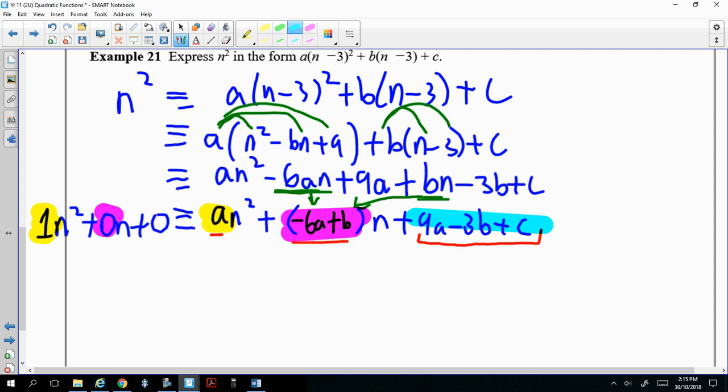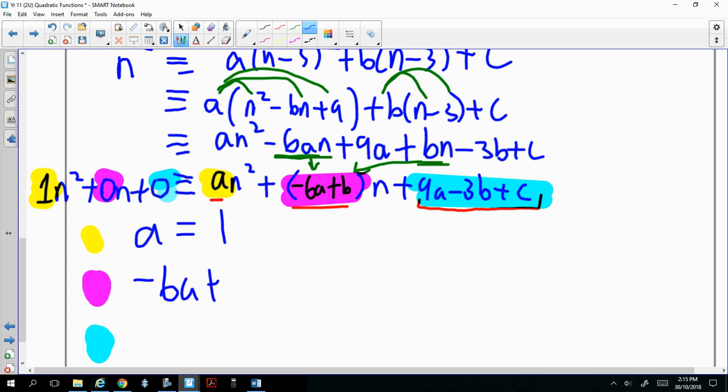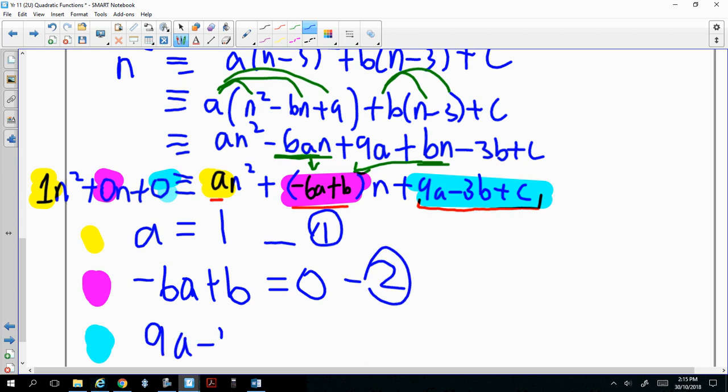So you have 3 equations. Set up 3 equations. Maybe use the colors to help you. Let's look at the 3 colors. So the first color will tell you a is going to be 1, right? a is 1. The next color will tell you negative 6a plus b equal to 0. That's equation 2. And finally, we got 9a minus 3b plus c also equal to 0.